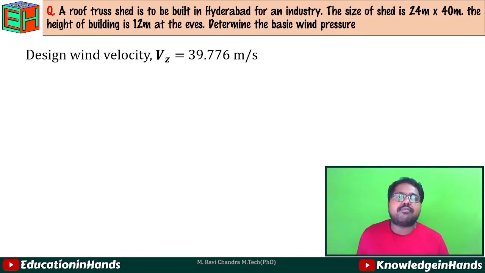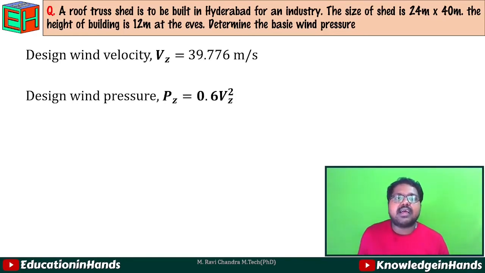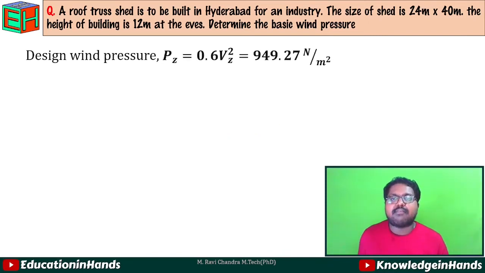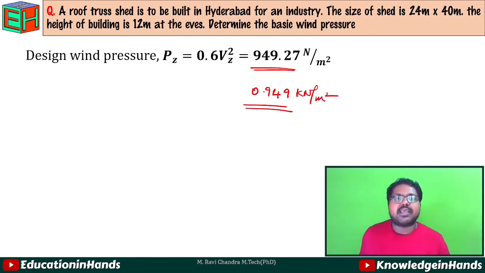So now we have the value of Vz. It is easy to calculate the design wind pressure, which is equal to 0.6 Vz squared. So it is 0.6 into 39.776 squared, where we get the value of Pz as 949.27 Newton per meter square, or 0.949 kilonewton per meter square. This is the design wind pressure obtained from the given data. So this is a basic problem in the calculation of wind load.